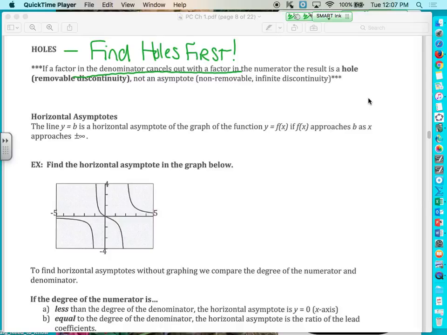Before you find your vertical asymptote, the first thing you do with the problem is look at it, factor, and cancel out any common factors. That'll be the holes. And then you'll look at what's left to find vertical asymptotes. And we'll put this all together in just a second.